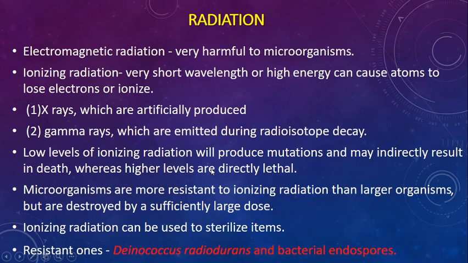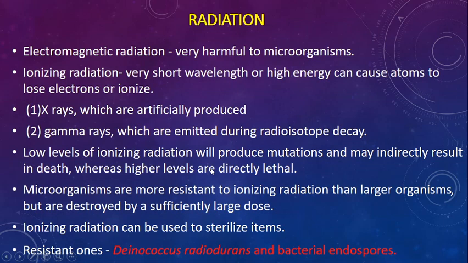Compared to larger organisms, microorganisms are more resistant to ionizing radiation, but they can be destroyed by large doses of ionizing radiation. So X-rays and gamma rays can be used to sterilize items, or surgical instruments. There are some microorganisms resistant to radiation. A common example is Deinococcus radiodurans, which can resist ionizing radiation and survive in the presence of radiation. And bacterial endospores also. Endospores, as we know, are resistant structures to adverse environmental conditions, so they can also resist radiation. So ionizing radiations can kill microorganisms.